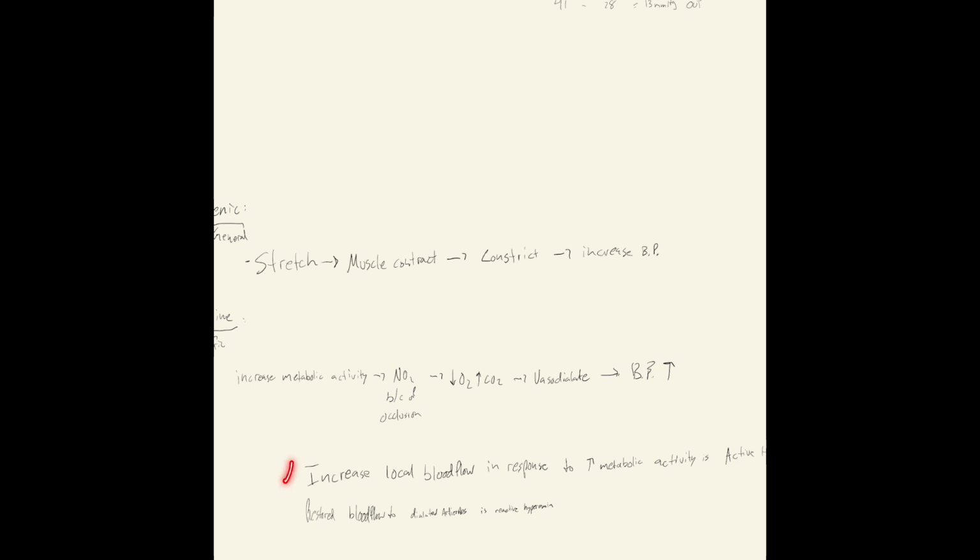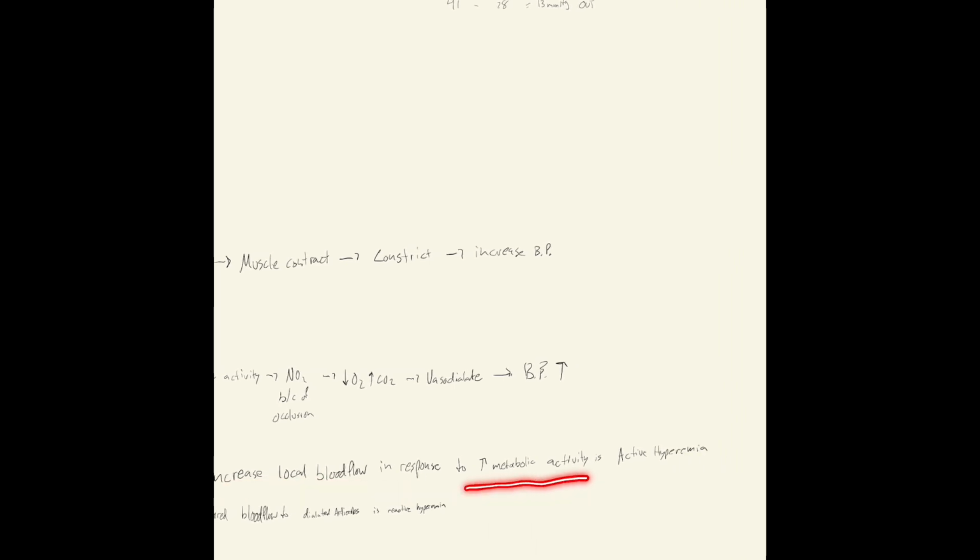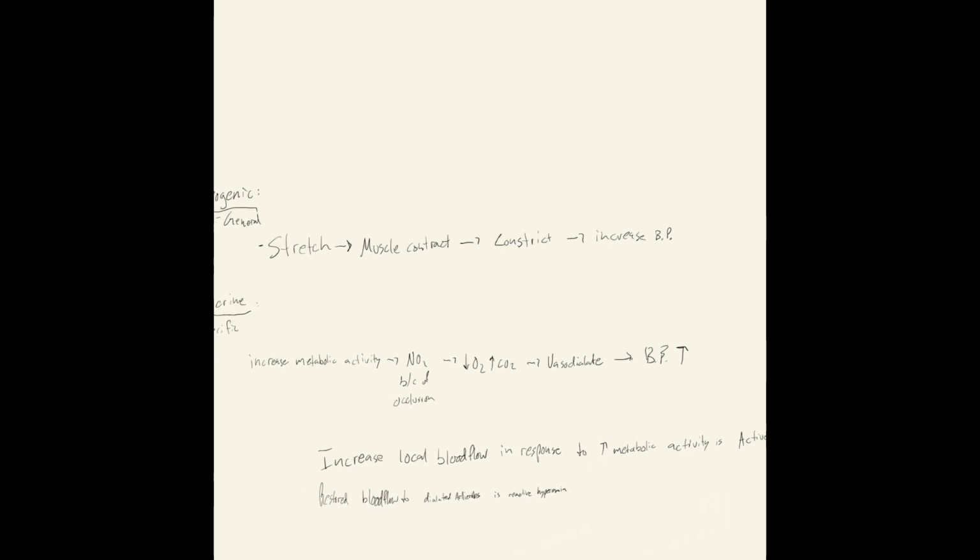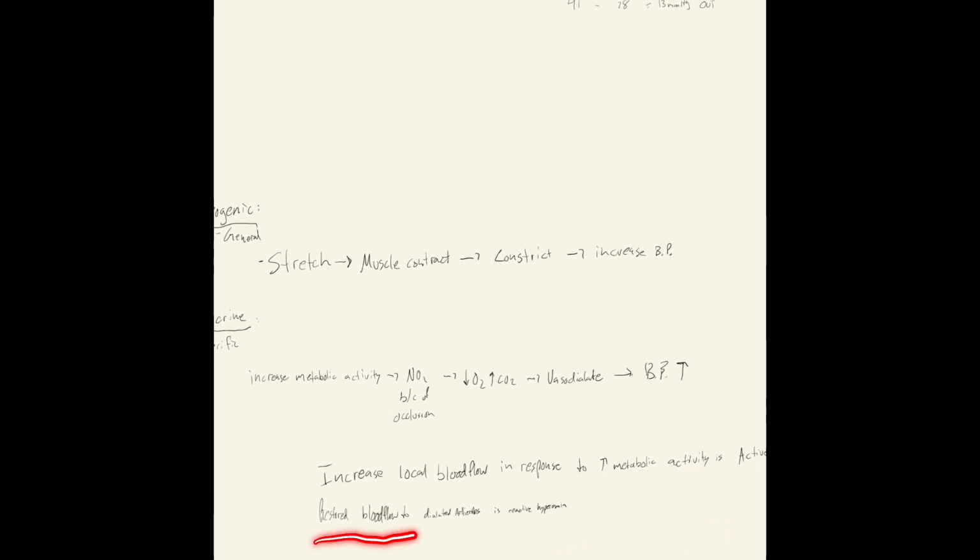And then there's these two subcategories: when you increase the blood flow in response to an increase in metabolic activity, it is known as active hyperemia. And then if you restore blood flow to a dilated artery, that is known as reactive hyperemia. But that is the last two things about vasoconstriction and dilation.